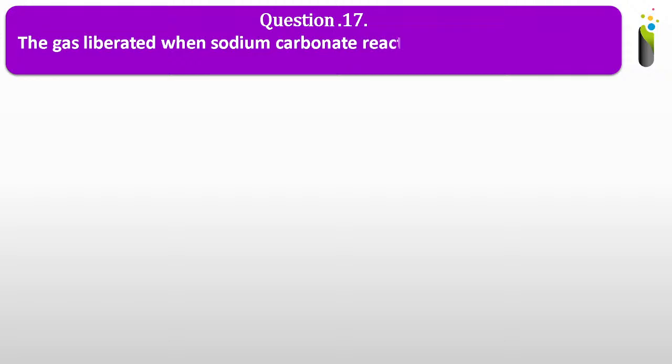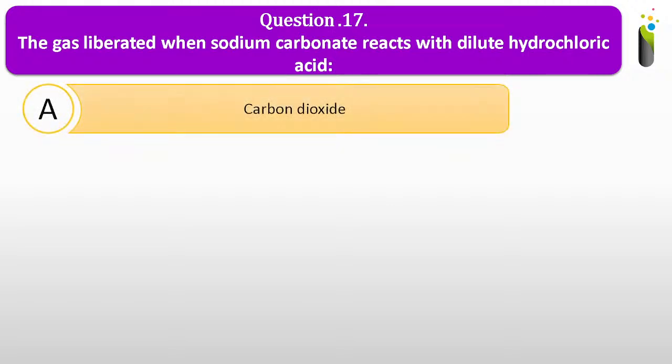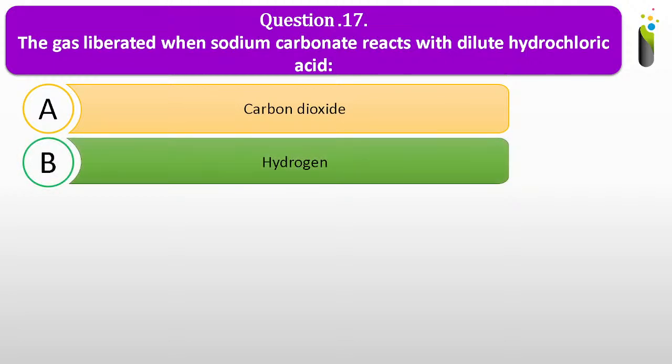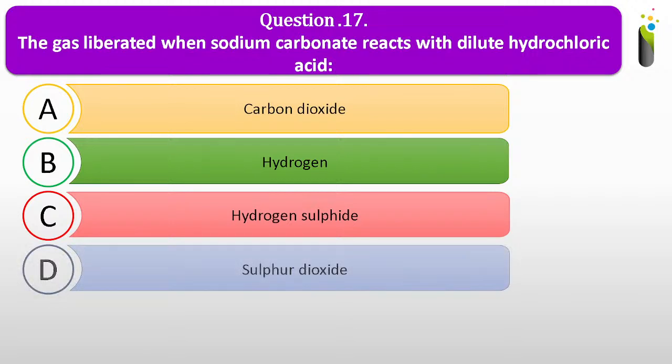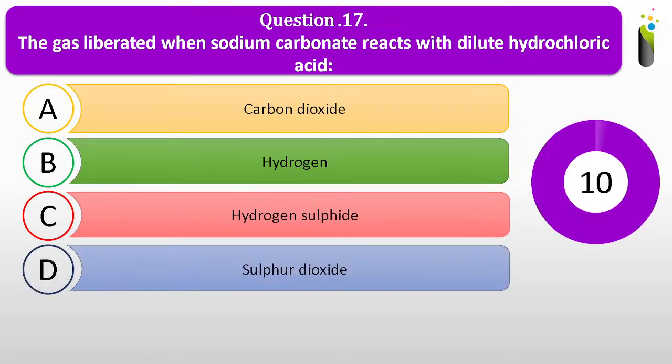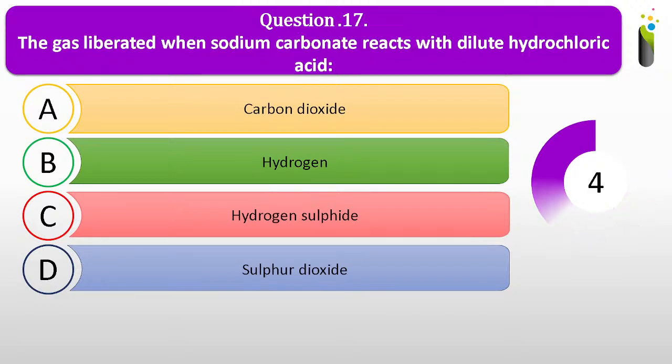The gas liberated when sodium carbonate reacts with dilute hydrochloric acid is dash. A. Carbon dioxide. B. Hydrogen. C. Hydrogen sulfide. D. Sulfur dioxide. So the gas liberated when sodium carbonate reacts with dilute HCl will be dash.